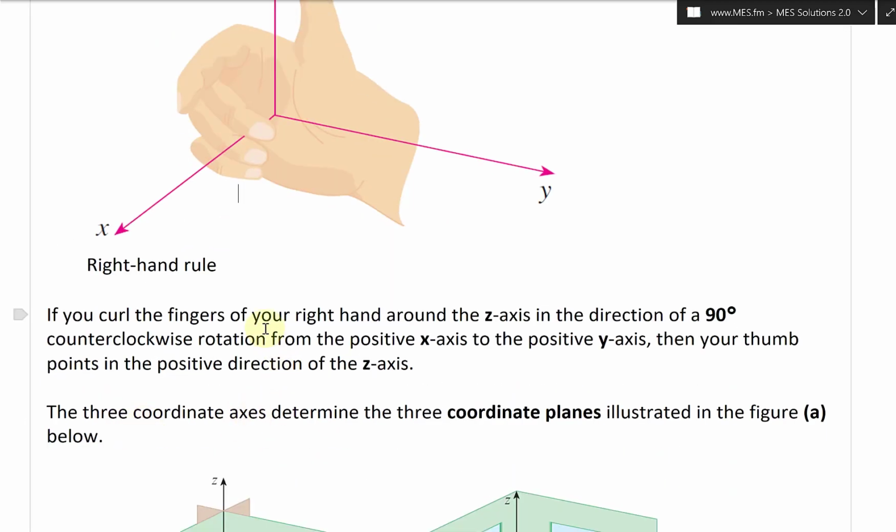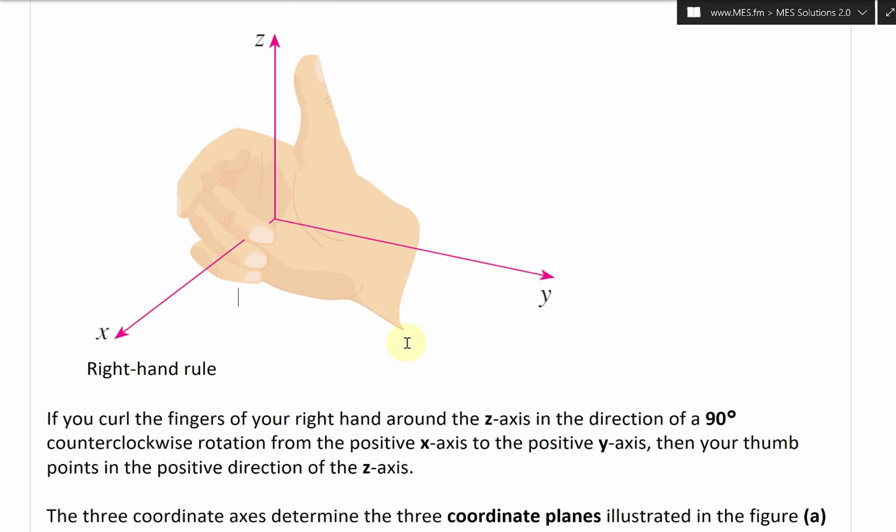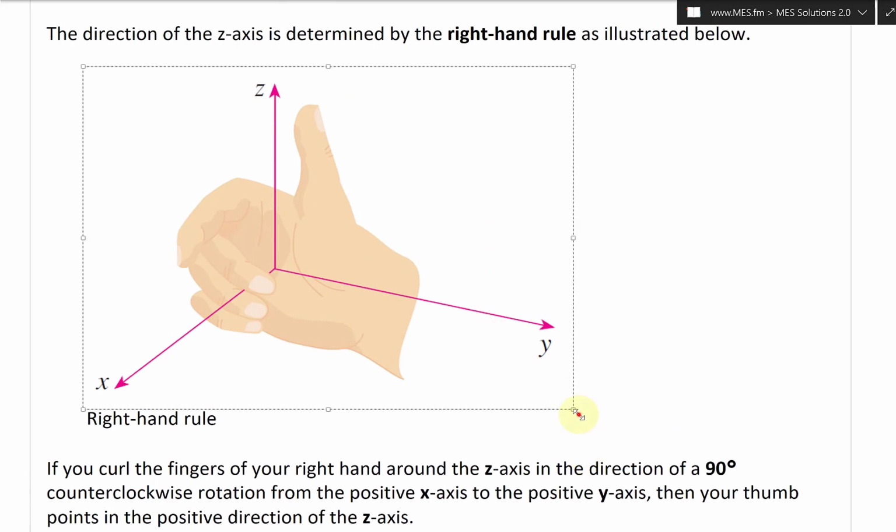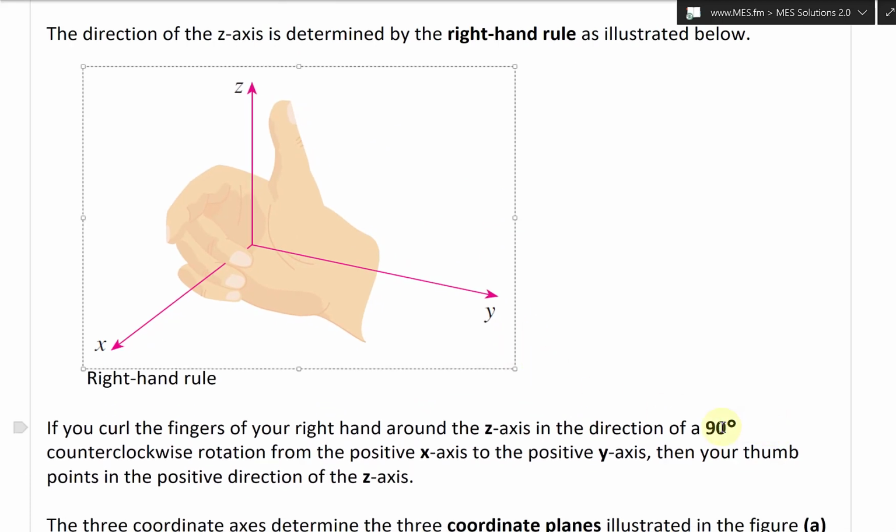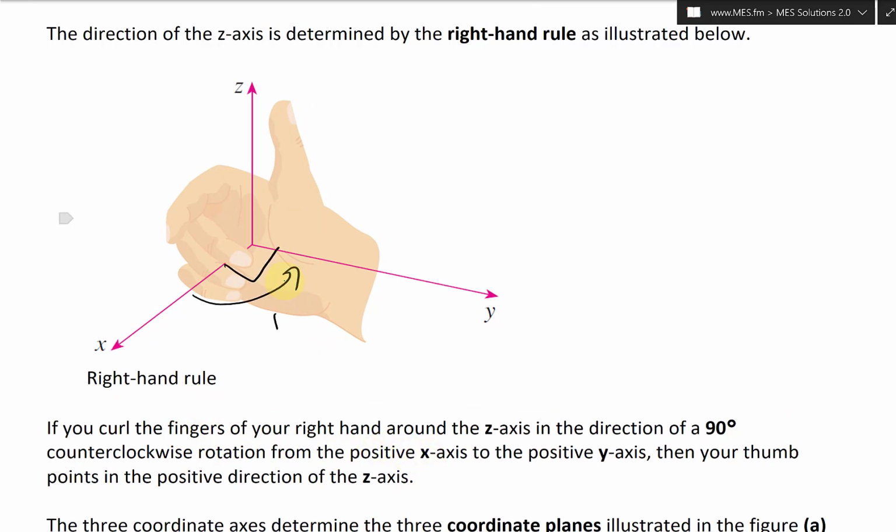So if you curl the fingers of your right hand around the z-axis in the direction of a 90 degree counterclockwise rotation from the positive x-axis, so from here to here is going to be 90 degrees, a right angle, to the positive y-axis, then your thumb points in the positive direction of the z-axis. So these are all the positive axes like that.